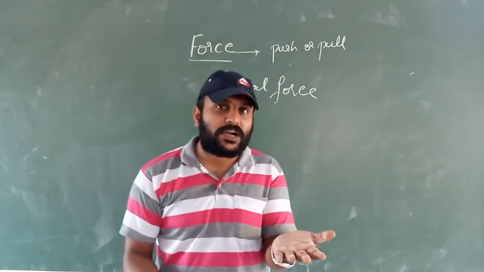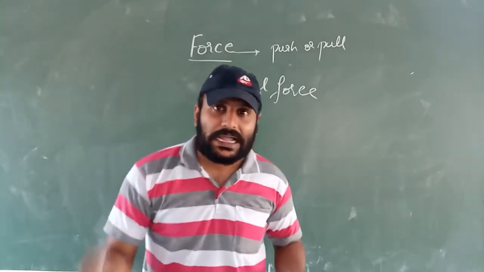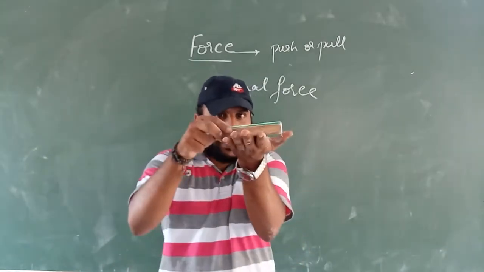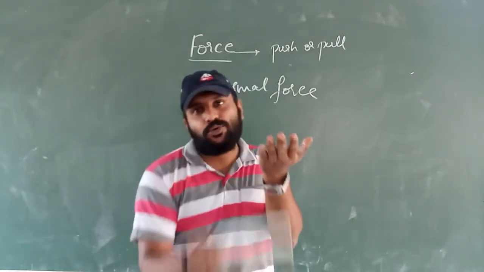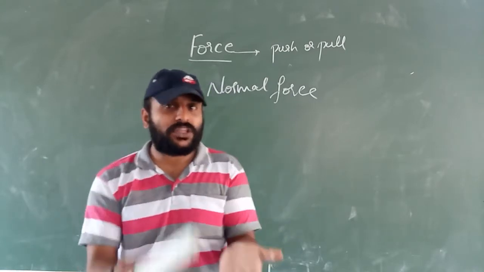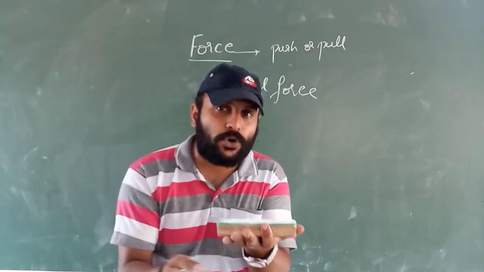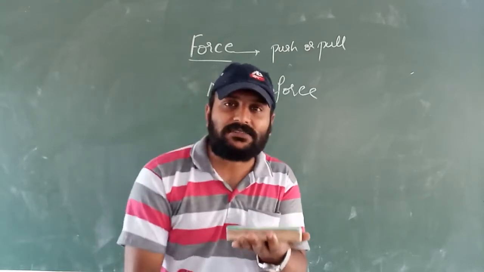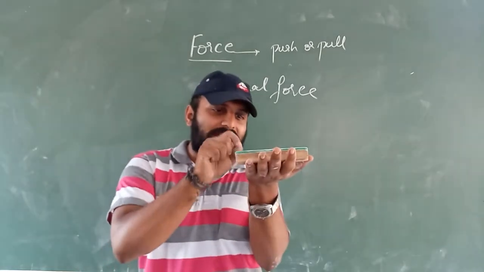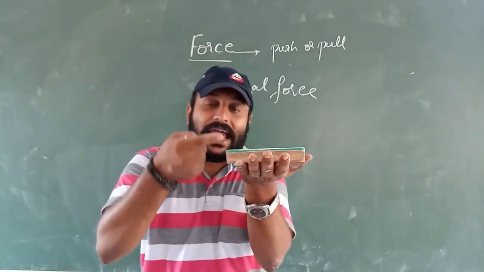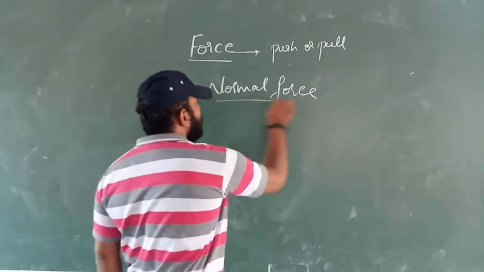So here, what we can understand is that the duster moves down due to gravitational force. If my hand is not there for support, what will happen? Due to the gravitational force, it moves down. So the object is supported by some other force which acts against the gravitational force. What is that force which acts as a support to the object against gravity? It is called normal force.